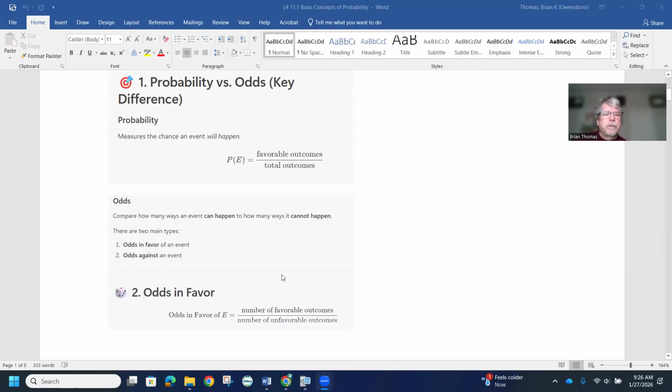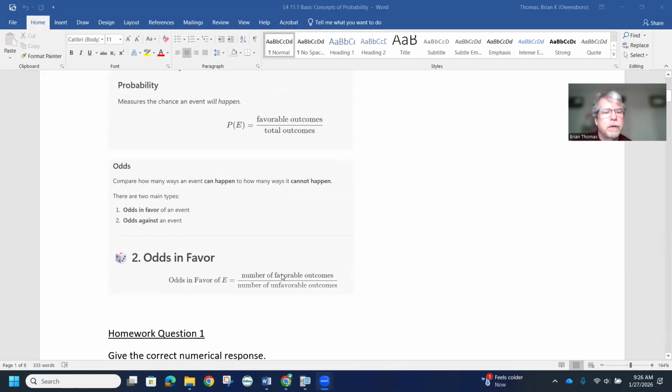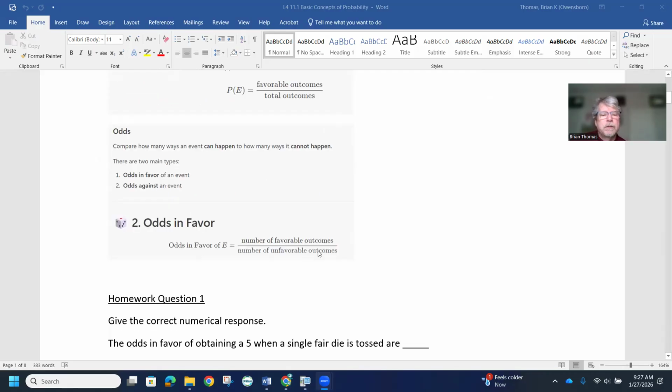Odds are just a little bit different. Odds compare how many ways an event can happen to how many ways it cannot happen. So the two major types of odds are the odds in favor of an event and the odds against an event. So odds in favor of an event happening is going to be the number of favorable outcomes over the number of unfavorable outcomes. So that's what we have as odds.